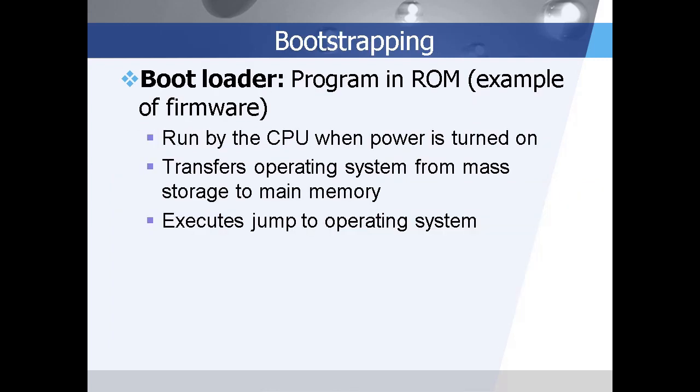So there's a small program called bootloader. It's a program in the ROM. It's not in the regular main memory. It's in the ROM because this program is very important. Even though you turn off your computer, the program is still there. So we have to put it in the ROM. So this is run by the CPU when the power is turned on and transfers the operating system from mass storage to the main memory. It will execute jumps to the operating system.